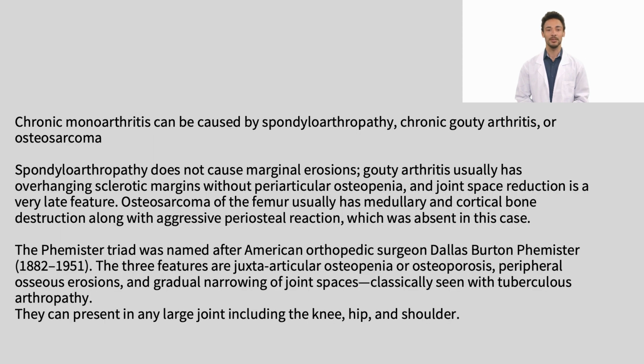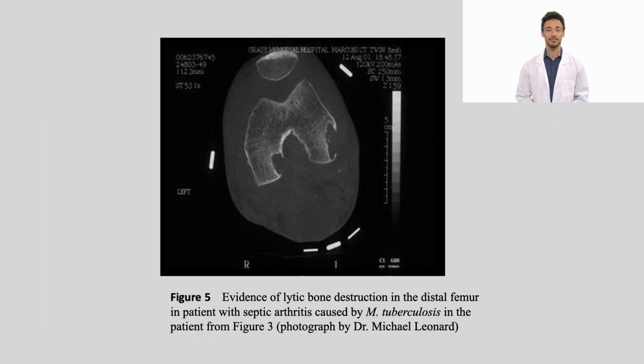Chronic monoarthritis may present similarly and could be caused by spondyloarthropathy, chronic gouty arthritis, or osteosarcoma. However, there are unique features that differentiate these conditions from tuberculous arthropathy, which can be recalled using the Phemister triad. Named after the orthopedic surgeon Dallas Burton Phemister, this triad consists of juxta-articular osteopenia or osteoporosis, peripheral osseous erosions, and gradual narrowing of joint spaces, classical features of tuberculous arthropathy.